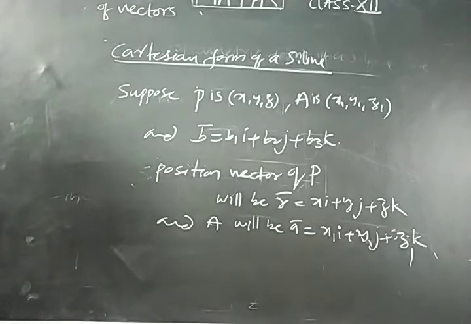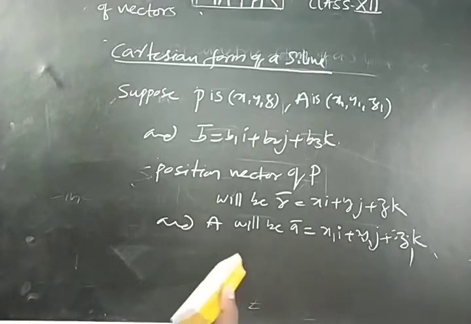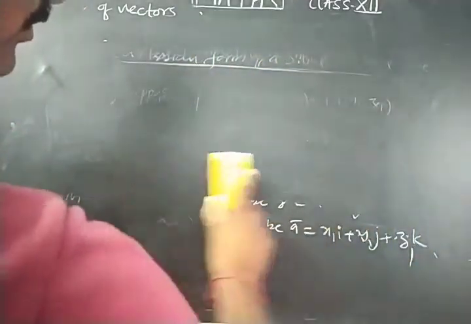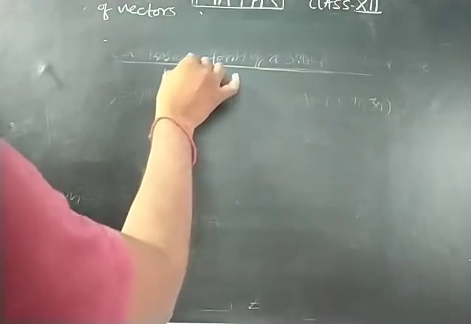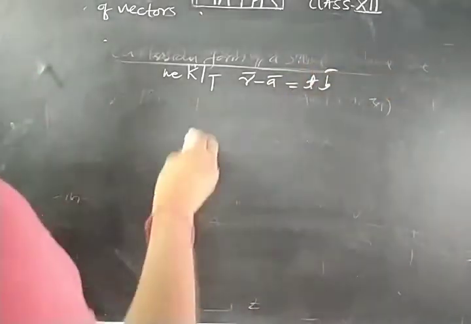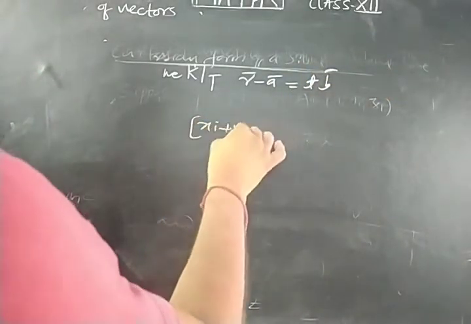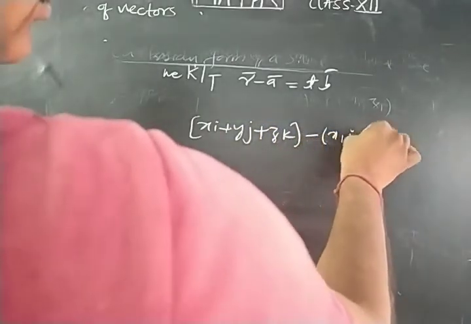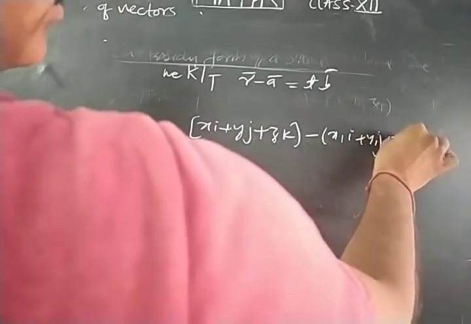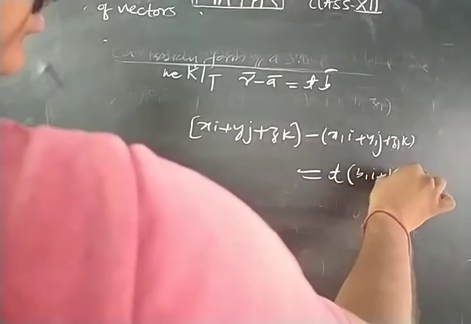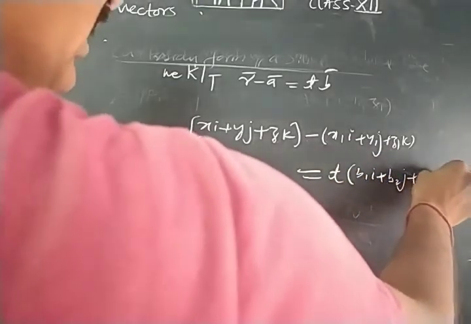Now we know, by comparing the coefficients, that I am using the parametric form. We know that r bar minus a bar equals t into b bar. Substituting r bar as x i plus y j plus z k, minus a bar as x1 i plus y1 j plus z1 k, equal to t into b bar, b1 i plus b2 j plus b3 k.